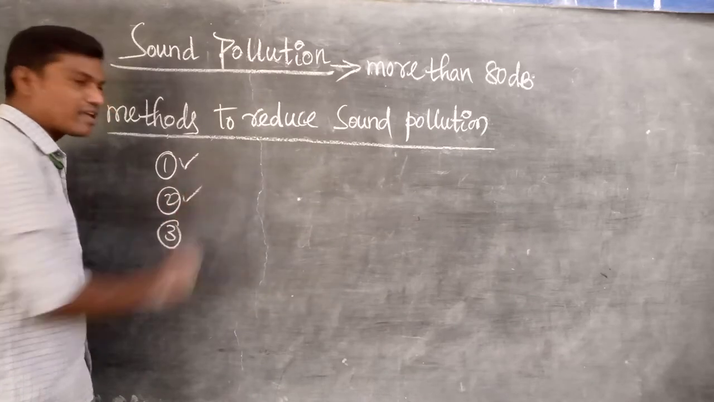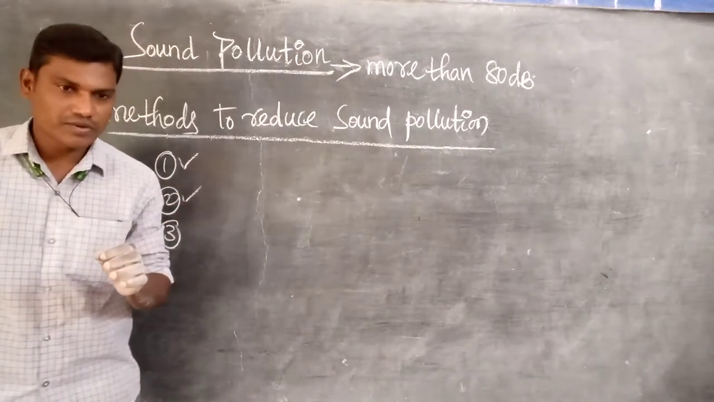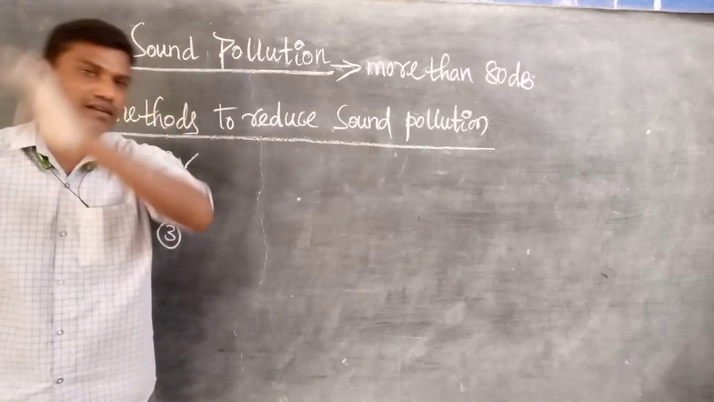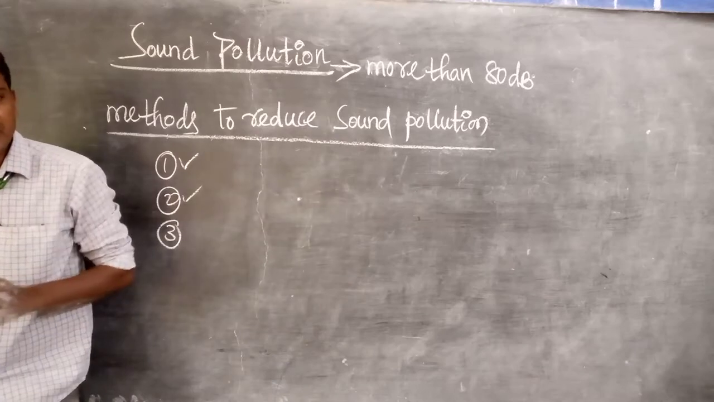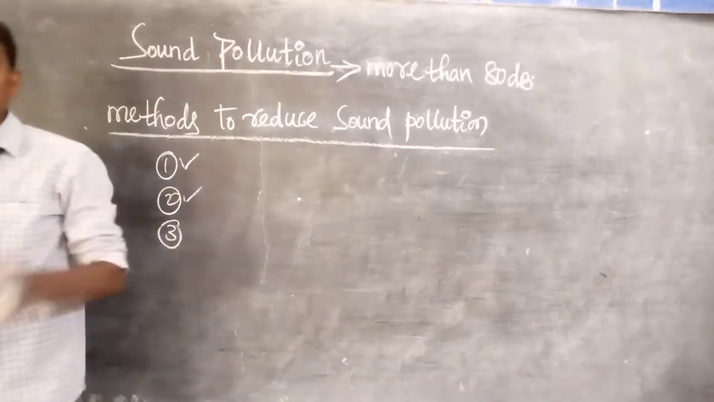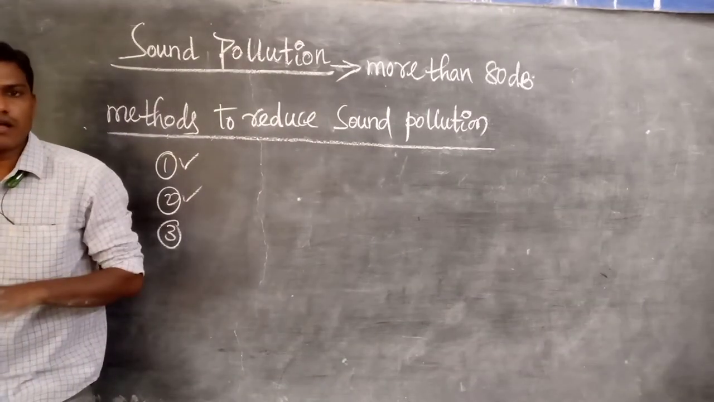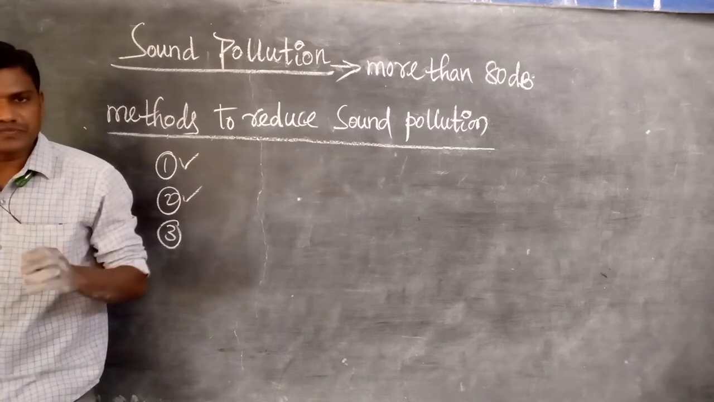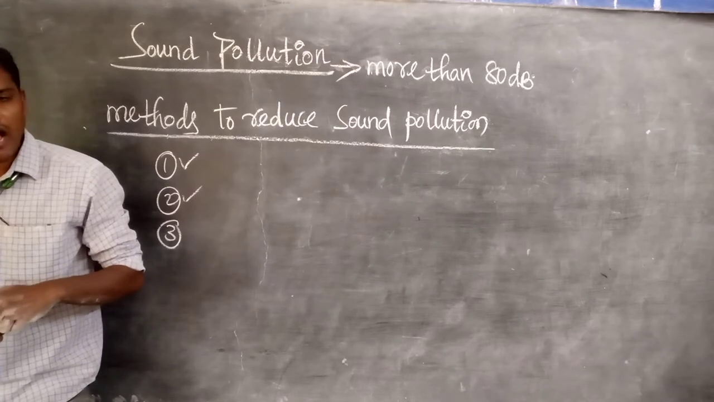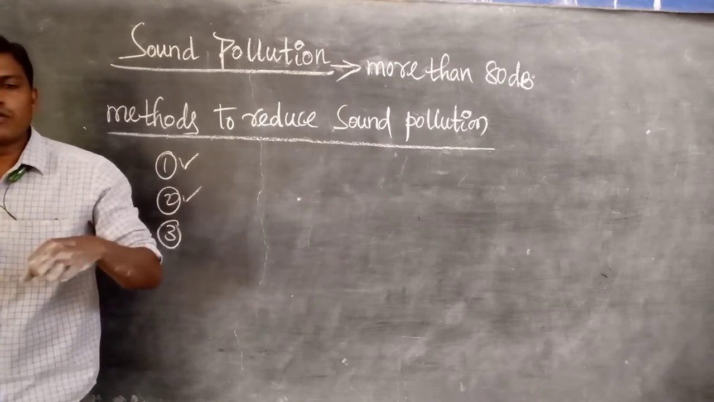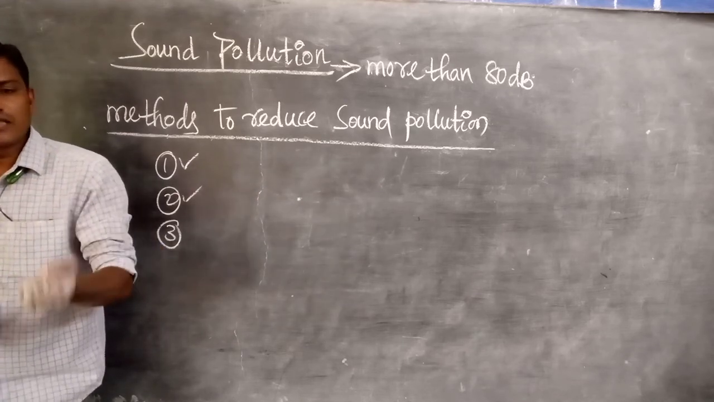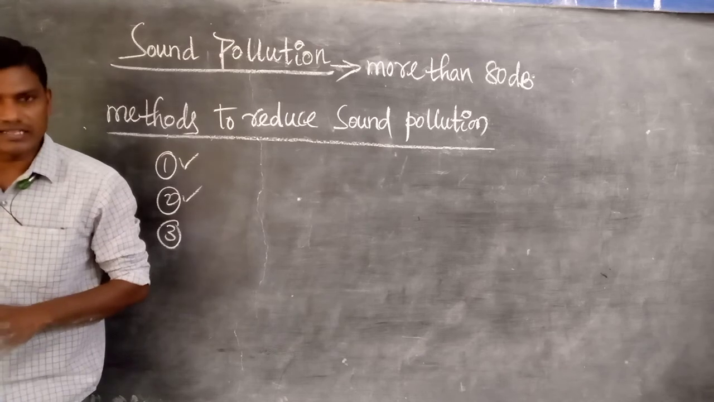Second one is to use better silencers for vehicles. Because mostly you observe that on the night of December 31st, when you say welcome to the new year, some youth or students remove the silencers and ride on the bike, and the bike makes huge noise.